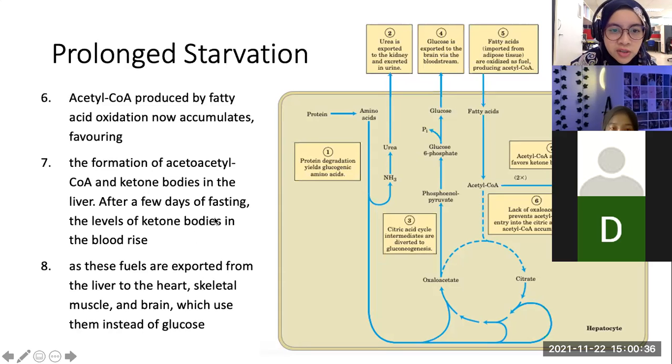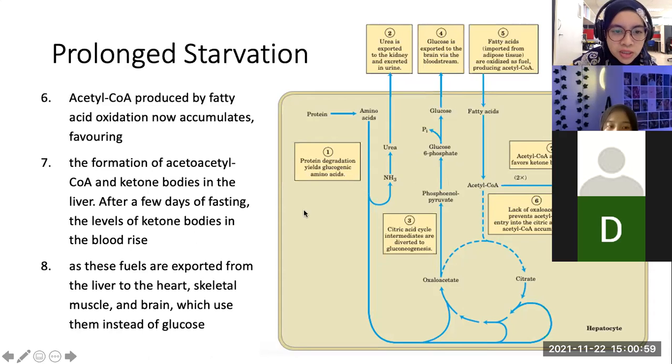So after a few days of fasting, the level of ketone bodies will increase. Remember that when our body is not capable of producing back or increasing back the blood glucose level, it will start to shift to production of ketone bodies. So the vital organs will start to use ketone bodies as their fuel of energy.